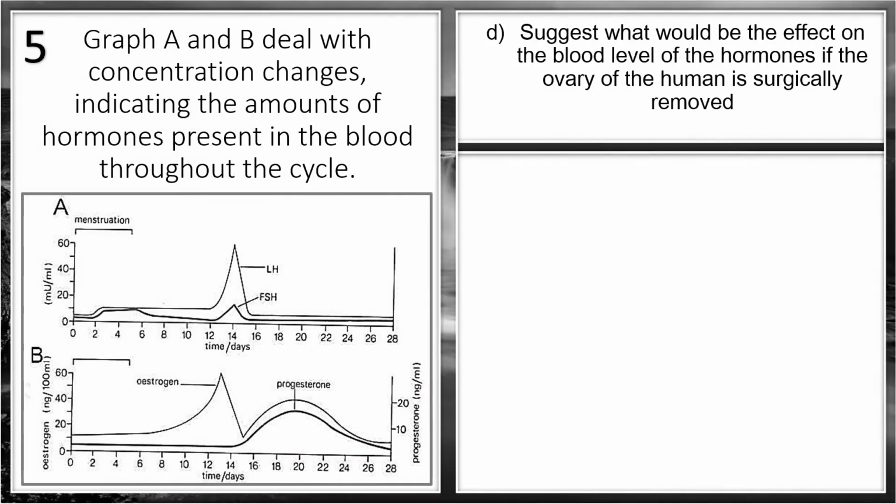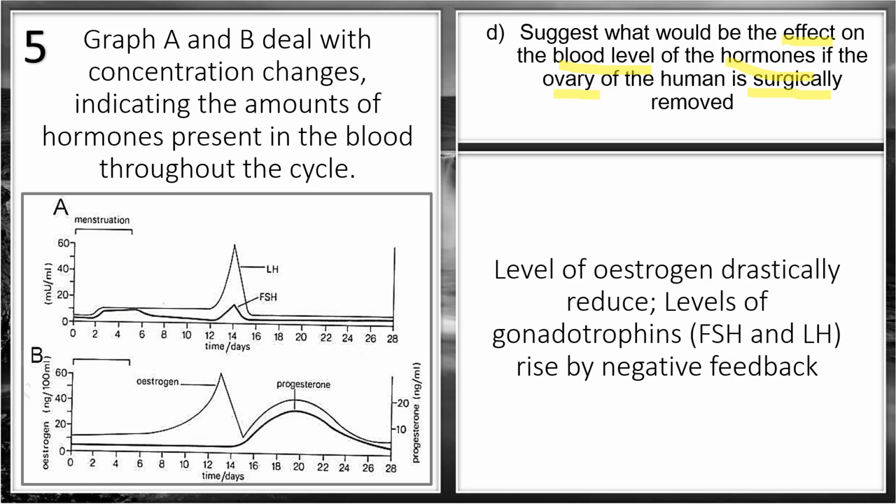Suggest what would be the effect on the blood level of the hormones if the ovary of the human is surgically removed. The level of estrogen drastically reduces. The levels of gonadotrophins, follicle-stimulating hormone and luteinizing hormone, rise by negative feedback.